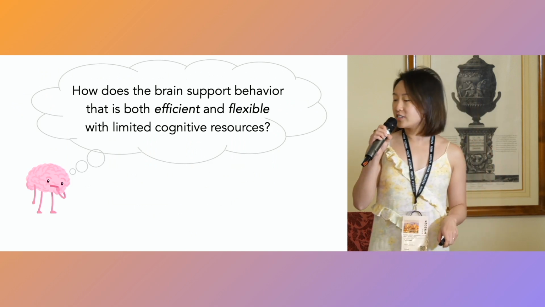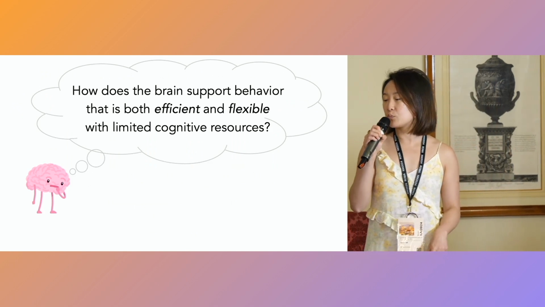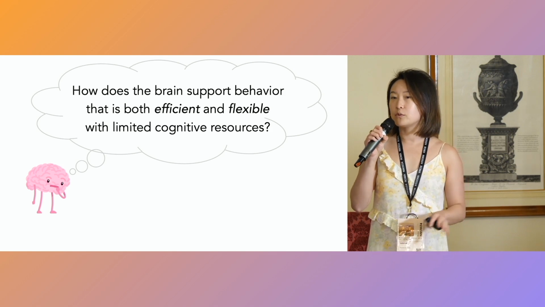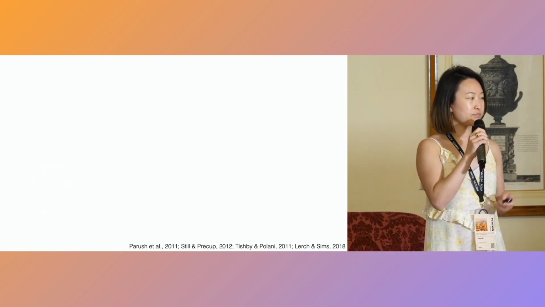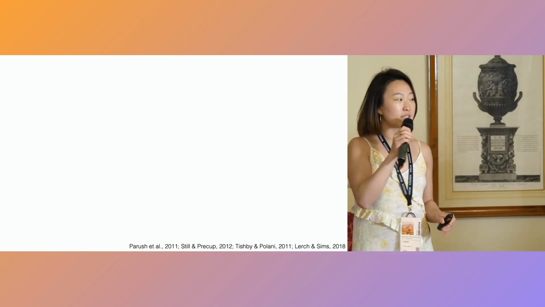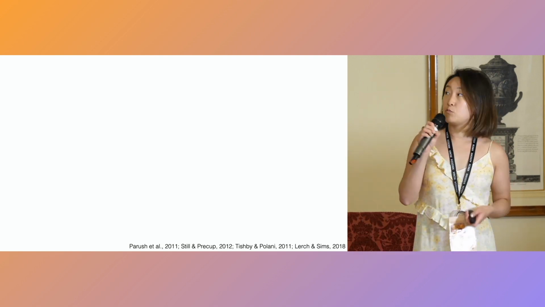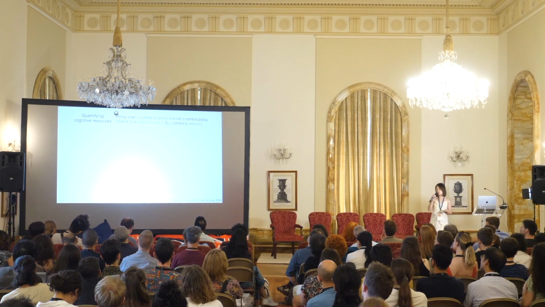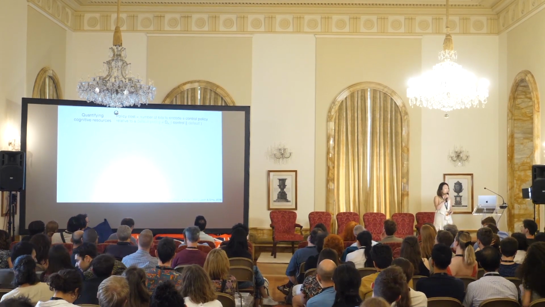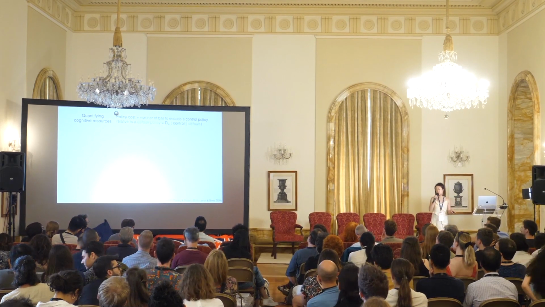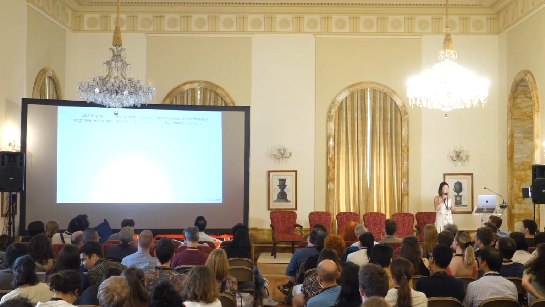Now, the big question I'm trying to tackle here is, how does the brain support behavior that is both efficient and flexible with limited cognitive resources? To tackle this question, we need to first define what we mean by cognitive resources. And one way to do this is to define it as the number of bits needed to encode a control policy relative to a default policy, which is also known as the KL divergence between the control and default policies.